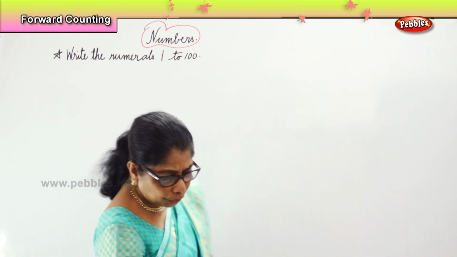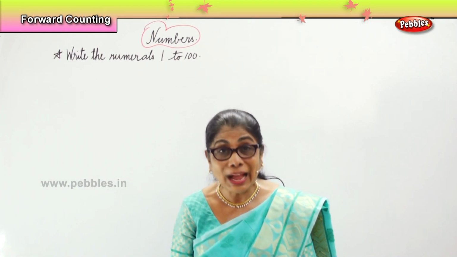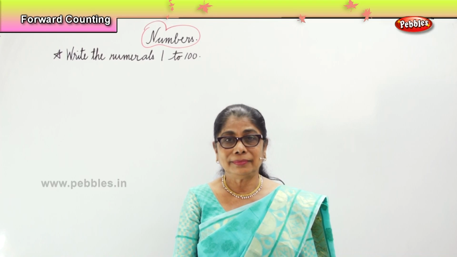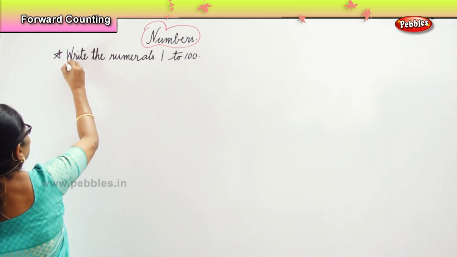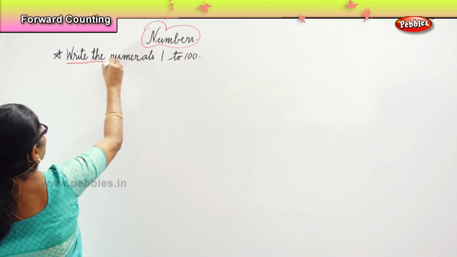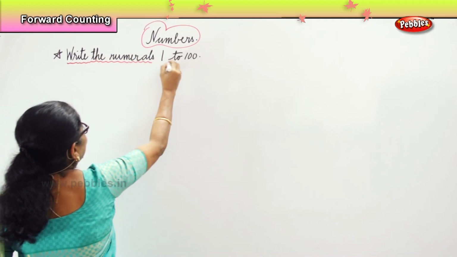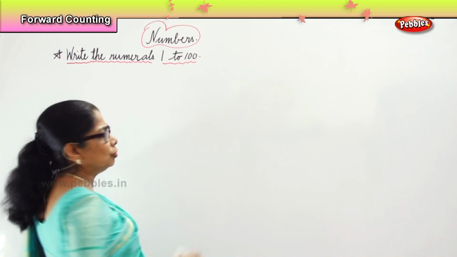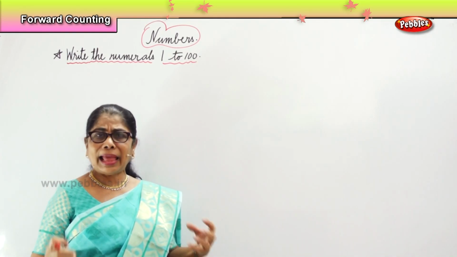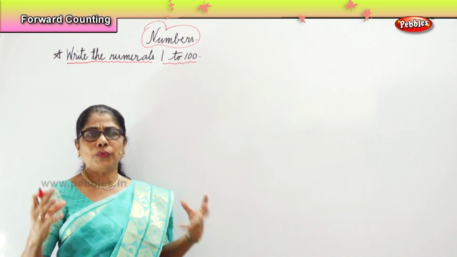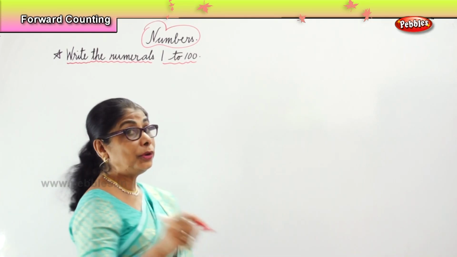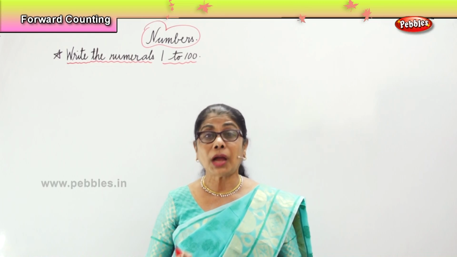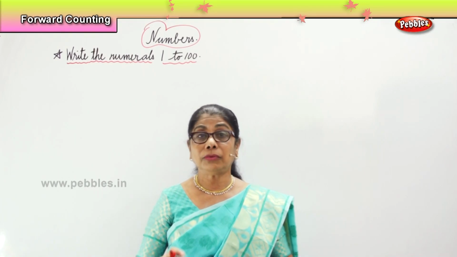We are going to count and write. Okay? That's what we are going to do. So we are going to write the numerals 1 to 100, which means you are going to count and write forward. Okay, numbers forward. Count and write. So whenever you write, you have to count, you have to say, and you have to write.